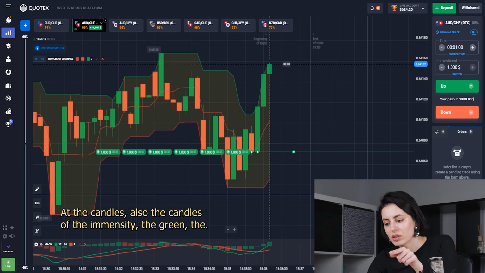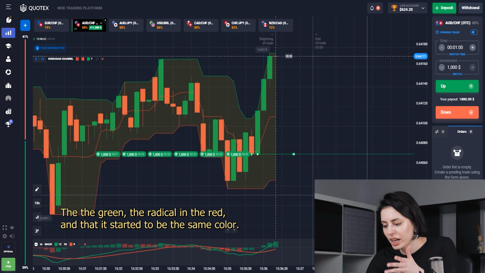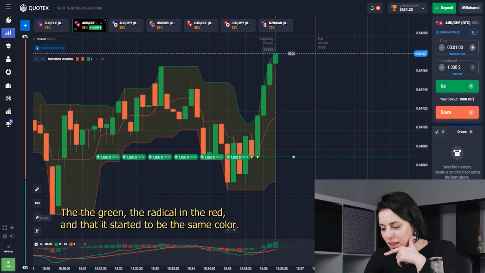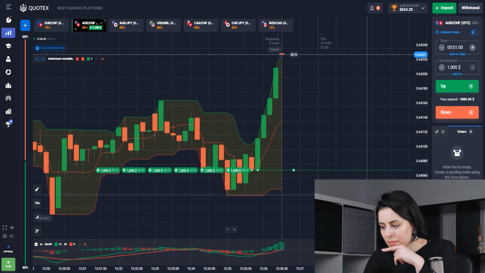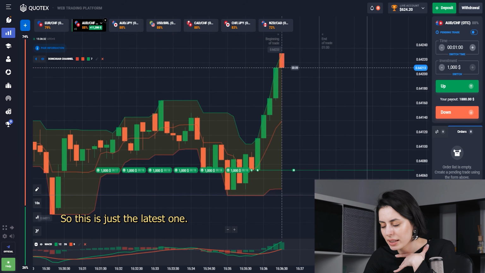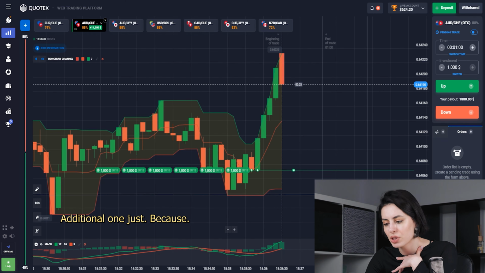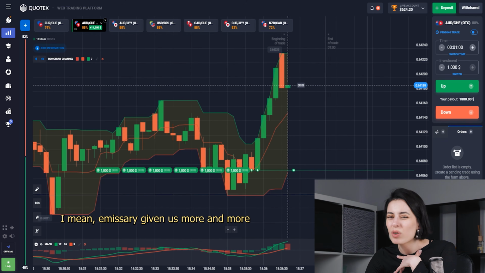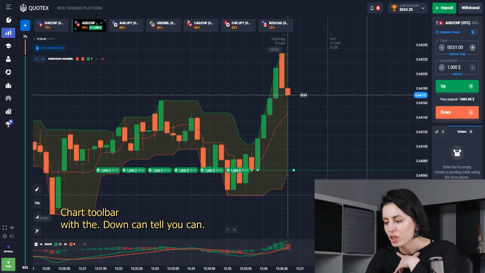Look at the candles of the MACD: the green, the red, the green, the red. And then they started to be the same color and the tendency started to be detected perfectly. So this is the latest one. And look at the Donchian Channel again. I would say the Donchian Channel here is an additional one, because the MACD gives us way more info about what's going on and the whole chart too.